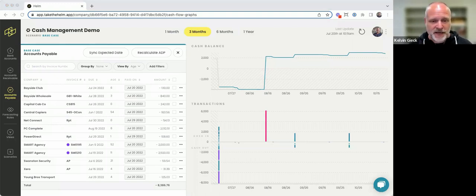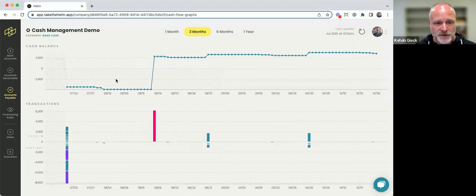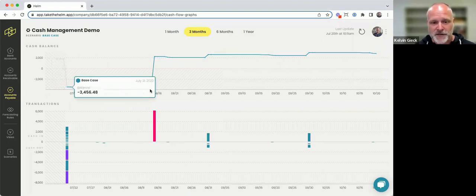And really what that allows us to do is play with it quickly. And so this really speaks to cash gaps. So you can see it right here. I'll just close it so it's a little more apparent. This company is in a negative cash position right now.